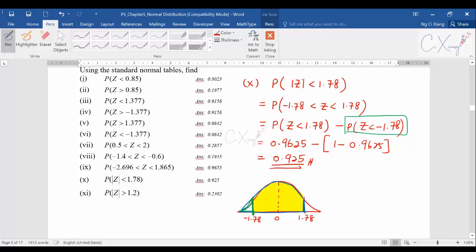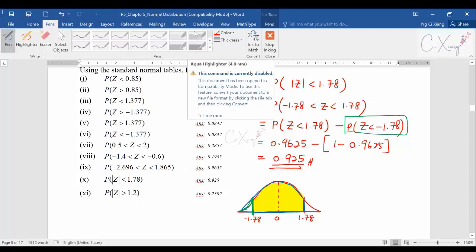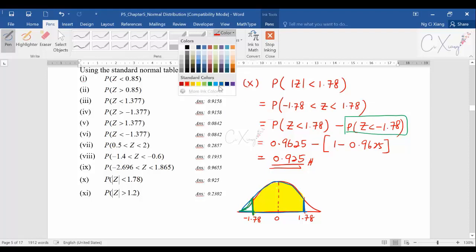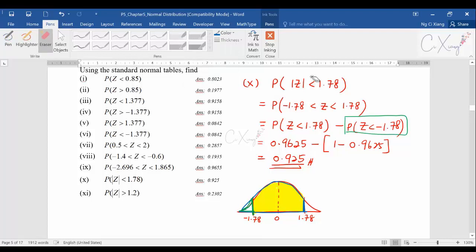Okay, so this is the example for modulus z smaller than a number, right? Then how can I do the example with greater? Let's say I change this example to become greater. You see just now for smaller, the area that you want to find, it became water already.